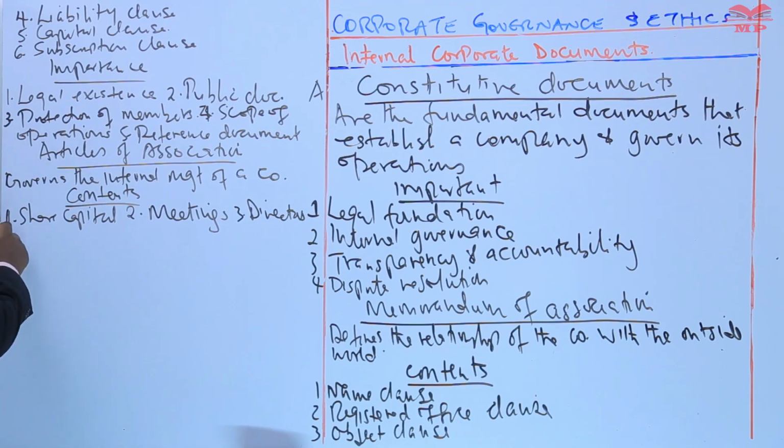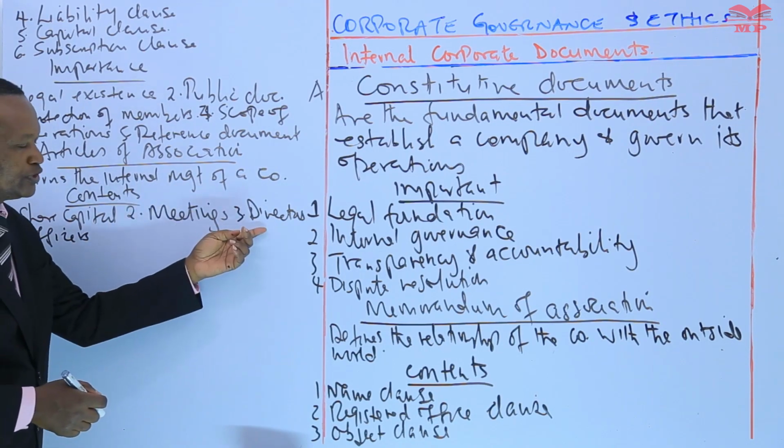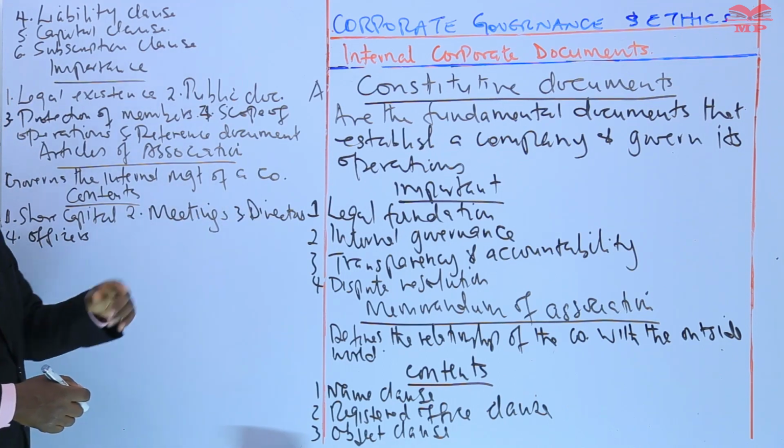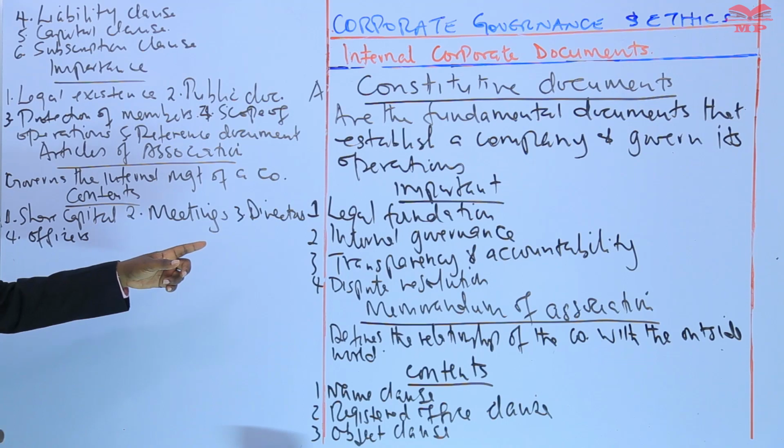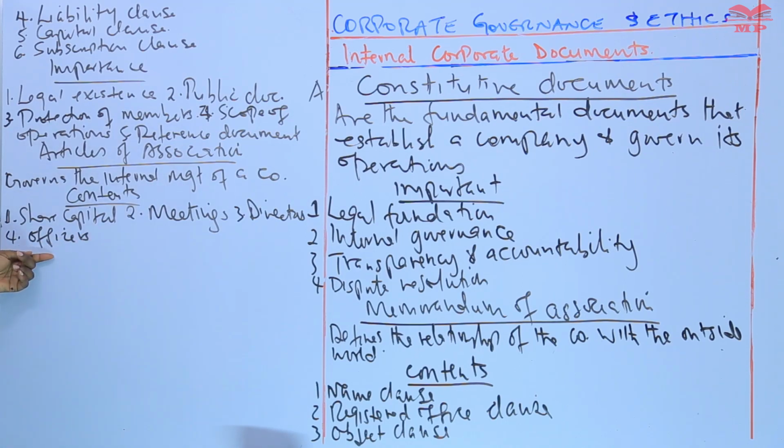Other than directors, number four, we have officers. The appointment, the duties, and responsibilities of officers like the company secretary, the managing director, and so on, is contained in the Articles of Association. We talked about directors' procedures, the qualification of directors, the remuneration of directors, the board composition, which come under directors. So we have directors and other officers.